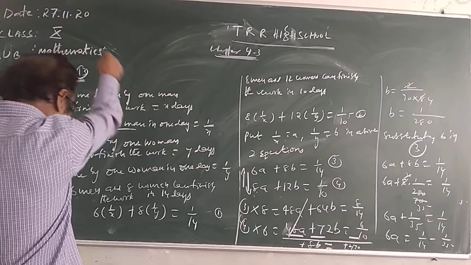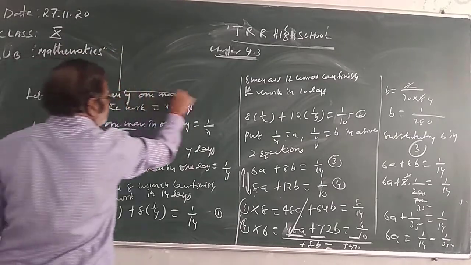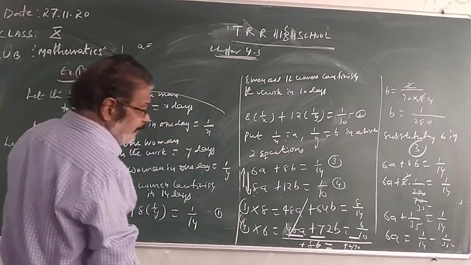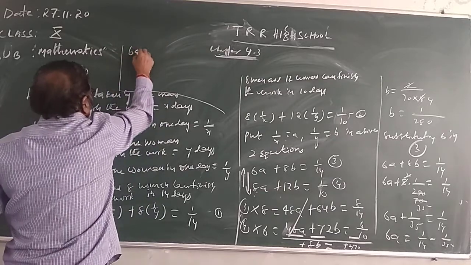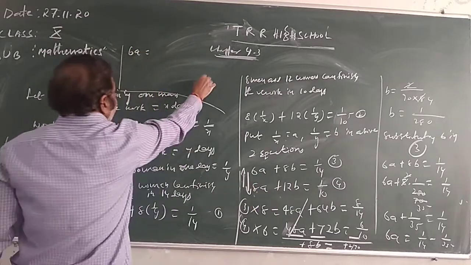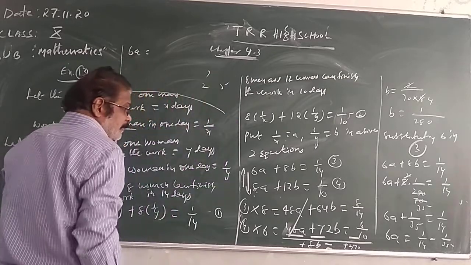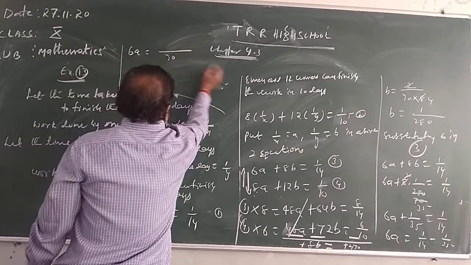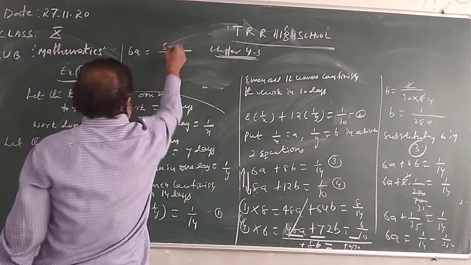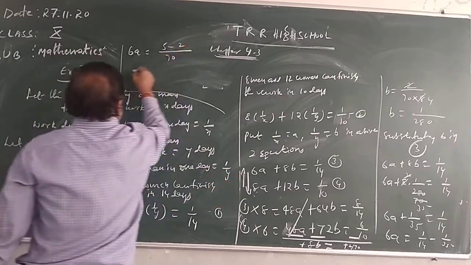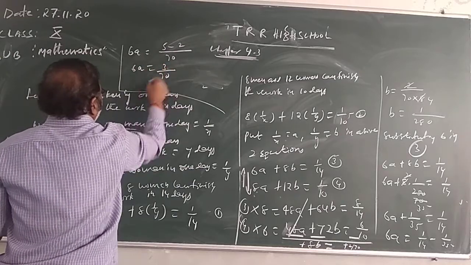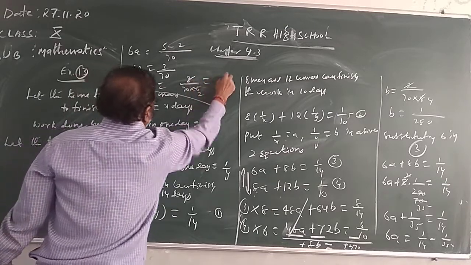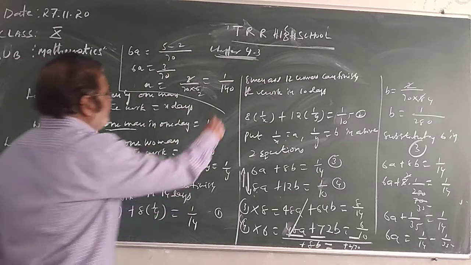So here I do it. 6a is equal to, take LCM of 35 and 14. 7 2s are 14, 7 5s are 35, LCM 70. 14 by 70, 5 times. 35 by 70, 2 times. 6a is equal to 5 minus 2, 3 by 70. a is equal to 3 by 70 by 6. 3 1s are 3, 3 2s are 6, that is 1 by 140. So a is equal to 1 by 140.